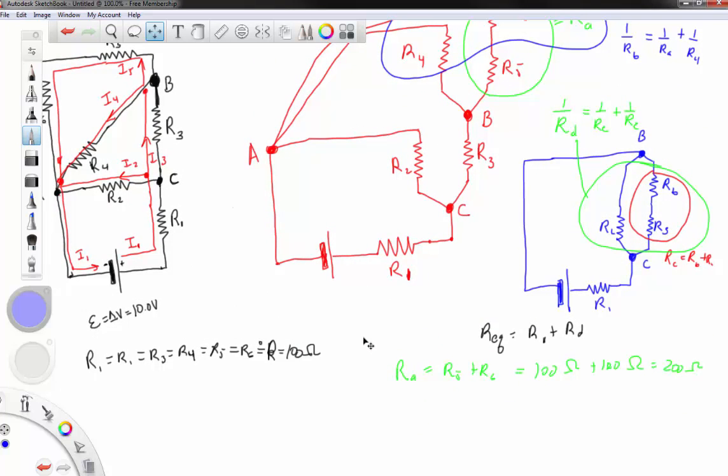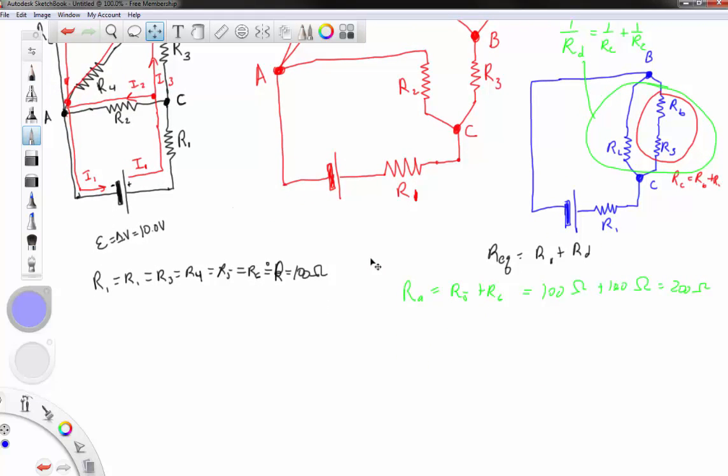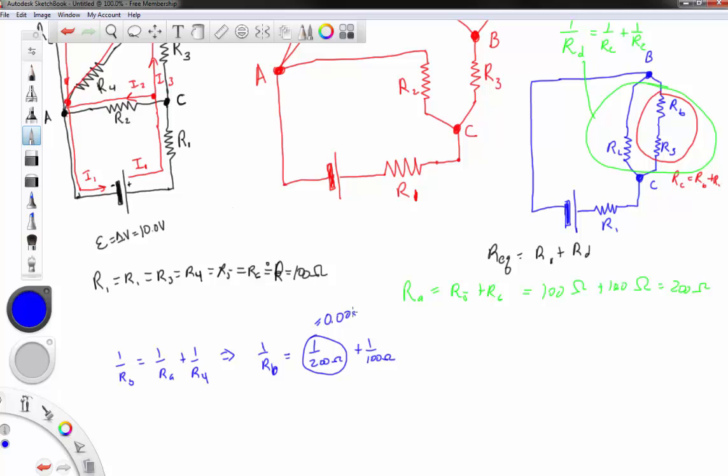You can see, of course, that 1 over RB is 1 over RA plus 1 over R4. So I'm going to move that up so I have a little more workspace. 1 over RB equals 1 over RA plus 1 over R4. So that means you have 1 over RB equal to 1 over 200 ohms plus 1 over 100 ohms. This right here would be 0.005 inverse ohms. This right here is 0.01 inverse ohms. So we have 1 over RB equal to 0.015 inverse ohms, and that means RB must be about 66.7, so we'll call it 67 ohms.